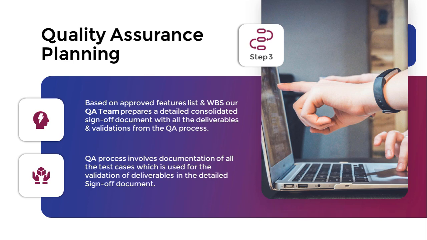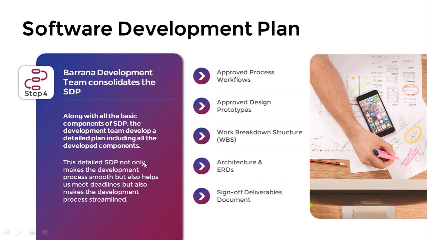We've found that those who don't sign off on the quality assurance planning, and make sure that everything is done before coding starts, create a lot of long-term problems with their project as they move along. So we highly recommend that you make sure the quality assurance planning is in place before you start a project. From there, we then work into the software development plan, working out what the approved process flows are, what your approved design prototypes are, and making sure that we've got all the work breakdown structures and architecture sorted out. So that's everything you would need for all your sign-off deliverable documents in order to start the project.